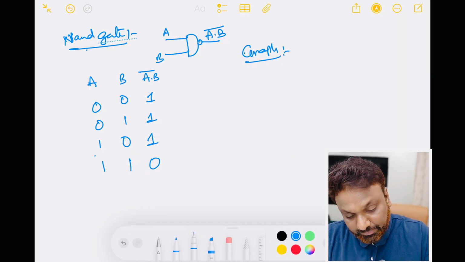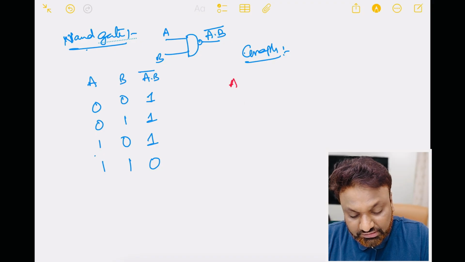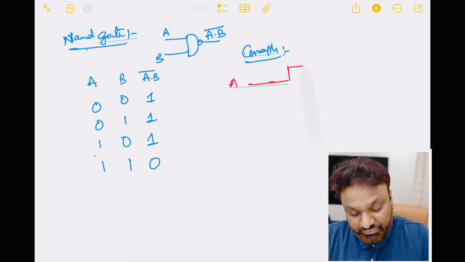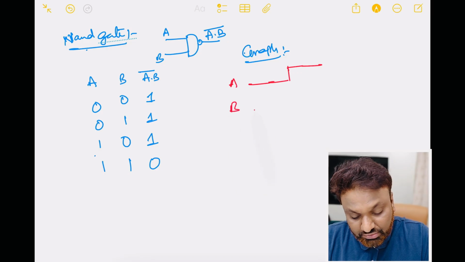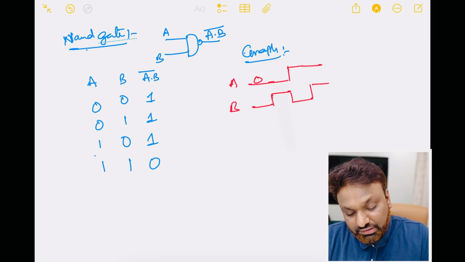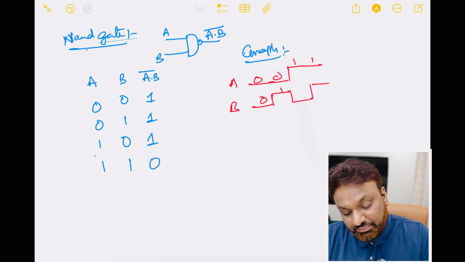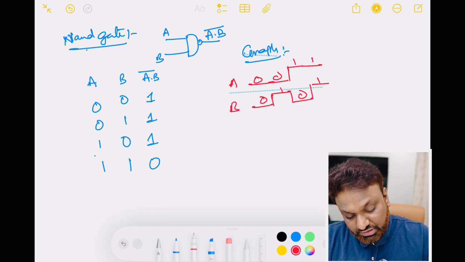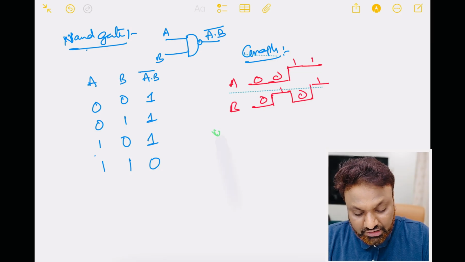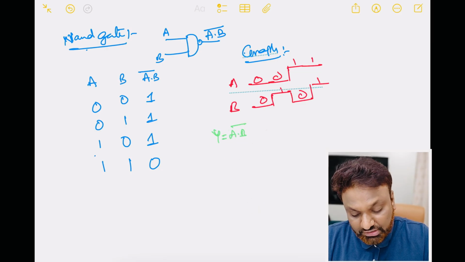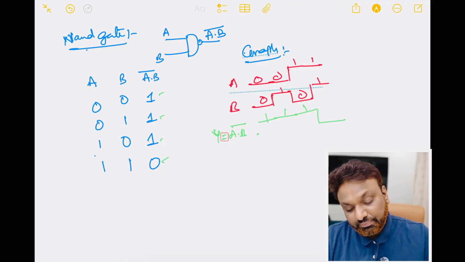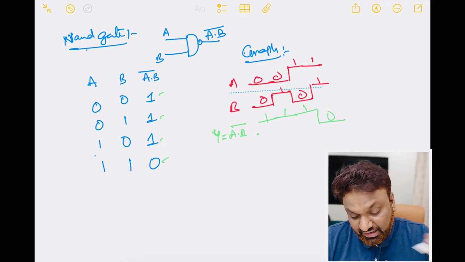So you can see A is 0 0 1 1, B is 0 1 0 and 1, right? So 0 0 1 1, 0 1 0 1, correct? So what is my output? My output is Y is equal to (A into B) whole bar, that is 0 into 0. So I can directly draw 1 1 1 0, right? So this will be equal to 1 1 1 and 0. Okay, so this is the NAND gate.